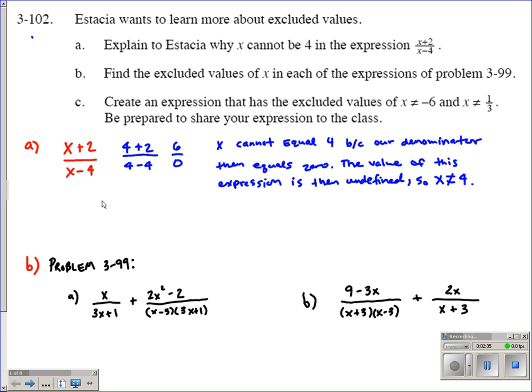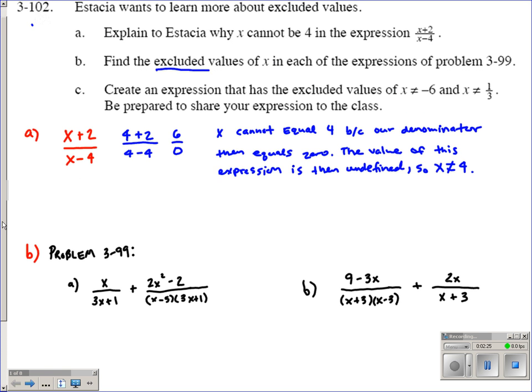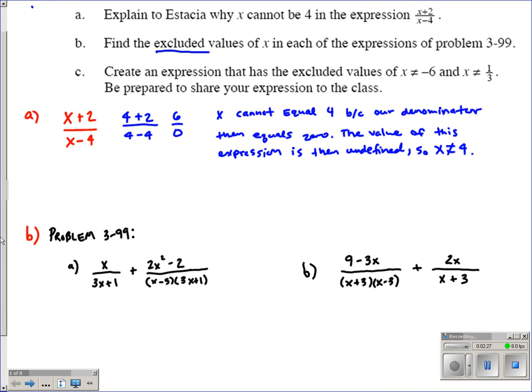Now B says find the excluded values of x in each of the expressions of problem 3-99. So I guess I should point out there, it's called an excluded value or restriction. There's different terminology for it there, but that means the same thing. So you may hear it different ways depending on whose class you're in.